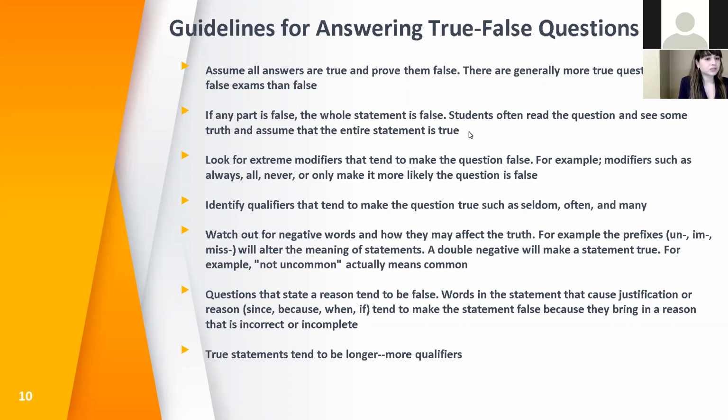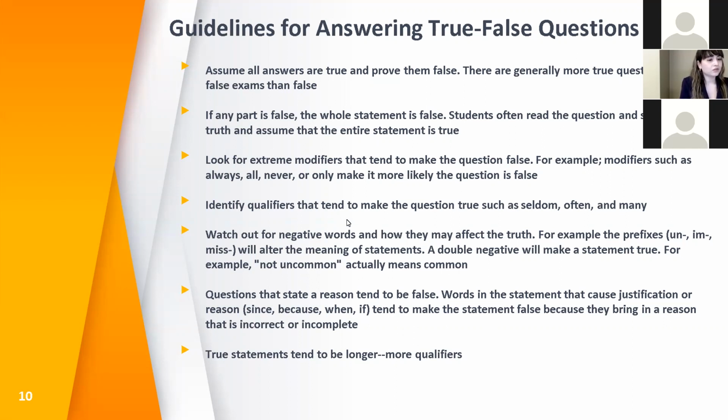So sometimes you might read the question and see some truth to it and assume that the entire statement is true. So if a part of the question you already know is false, then the whole statement is false. And look for extreme modifiers that tend to make the question false. For example, modifiers such as always, all, never, or only make it more likely that the question is false. Other qualifiers that tend to make the question true could be seldom, often, and many.